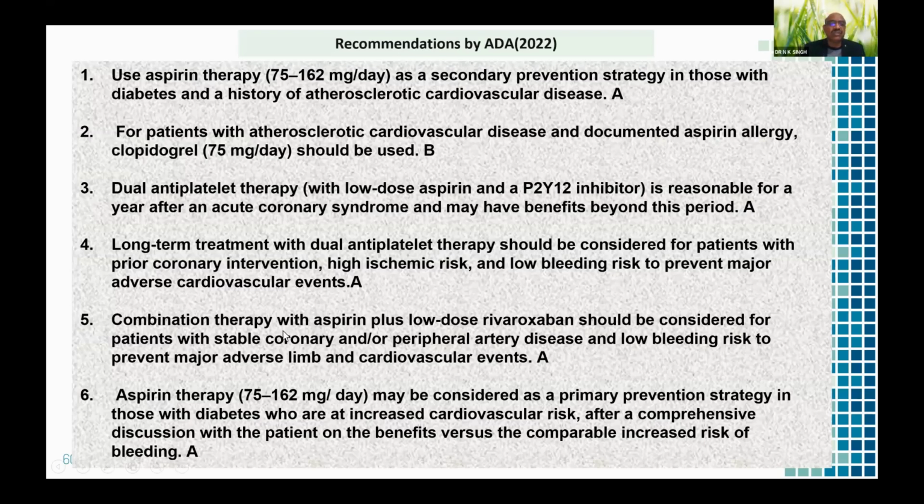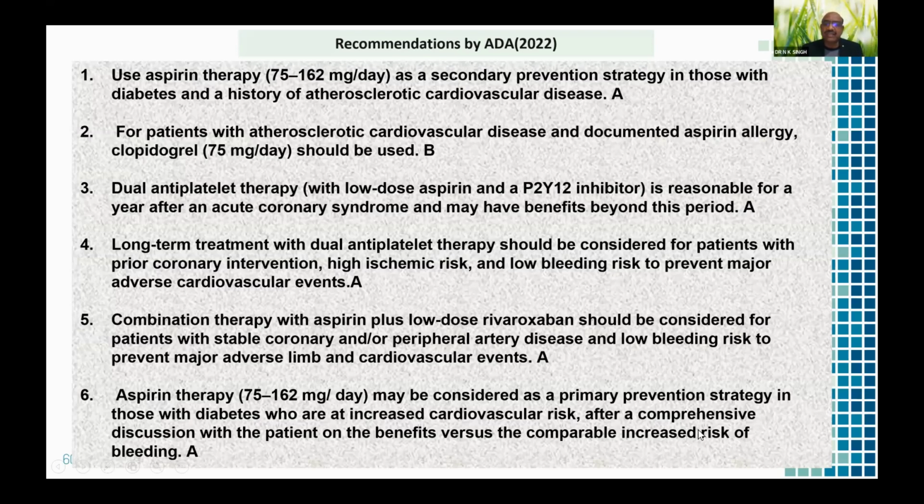Now, they say that combination therapy with aspirin and a low dose of rivaroxaban can be considered in patients with stable coronary or peripheral arterial disease and low bleeding risk to prevent major adverse limb and cardiovascular events. The level of evidence is emerging for aspirin plus low dose rivaroxaban.